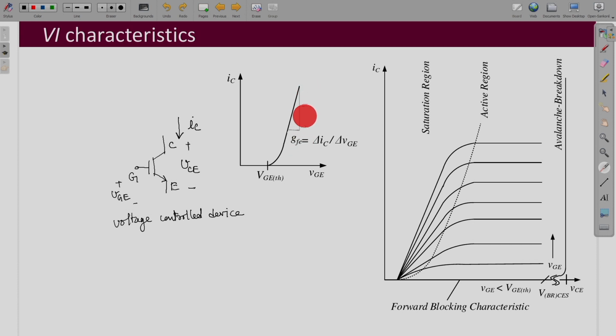So, there is a slope associated with it, and this slope is given by your transconductance, the forward transconductance. This is similar to the MOSFET, where we also had the same term, and this is your delta IC by your delta VGE.